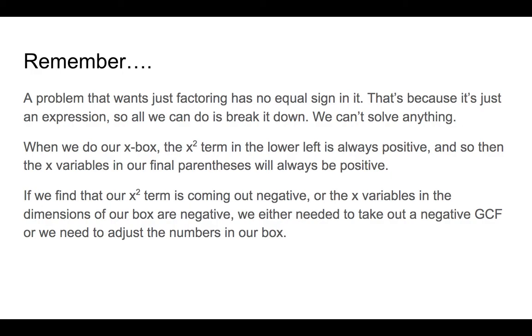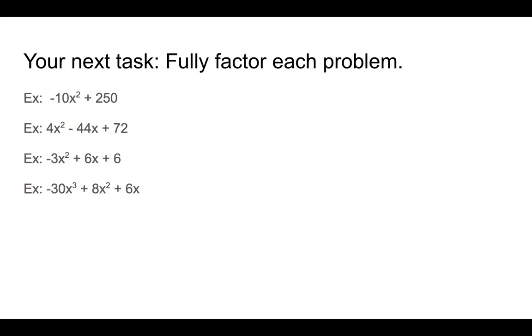When we do our x box, our x squared term that goes in that lower left must always be positive, because then our x variables come out always positive in the final parentheses. If for some reason our x squared term is coming out negative, or the x variables in our box are coming out negative, we either need to take out a negative greatest common factor, or we need to adjust. Remember, it's not the x variables in the dimensions of our box that will be negative. It'll be the plain numbers. So now your job is to go ahead and pause and see if you can fully factor each of these 4 problems.